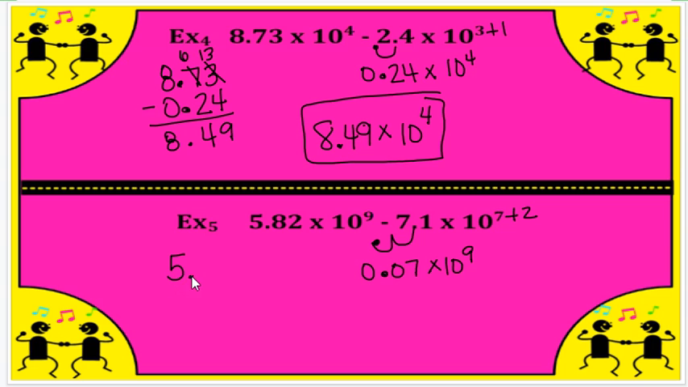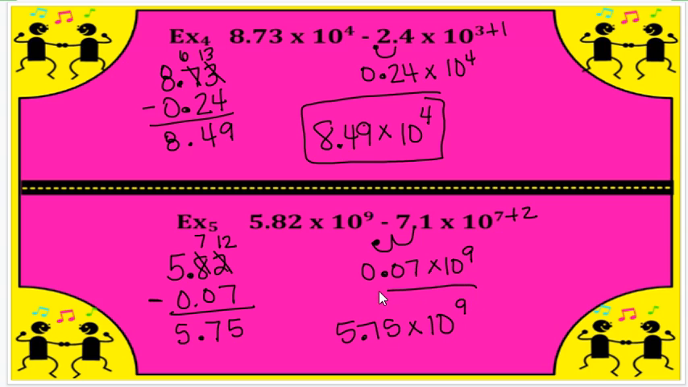We're ready to subtract. And again, the first one has to go on the top. So 5.82 minus 0.07. We're going to borrow, 2 minus 7, so come over to the 8, it becomes a 7. So now it's 12 minus 7, which is 5. And we get 5.75 times 10 to the 9th. We keep the power that they had in common that we created.